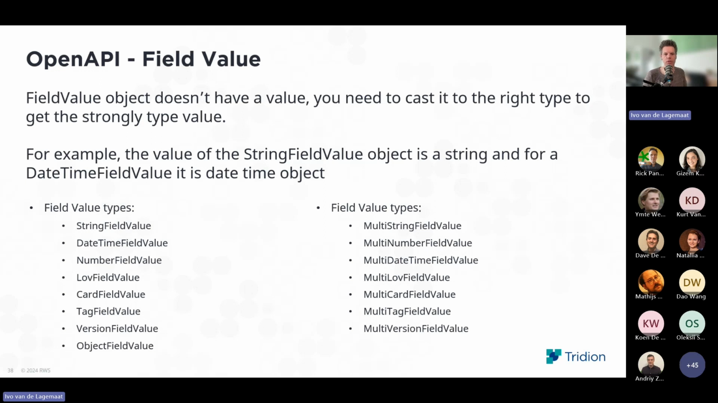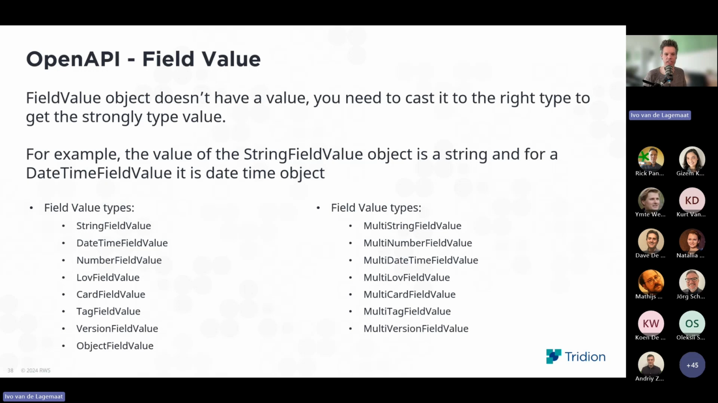Like I said, we also have the notion of a field value. So it's basically a field that has a value. And if you really look into it, you'll notice in the generated strongly typed model that you sometimes have a field value, but it does not have a value property. Based on the particular types, you know the type of the field value, so you have to cast it to the right type. Then you can actually get a strongly typed value out of it.